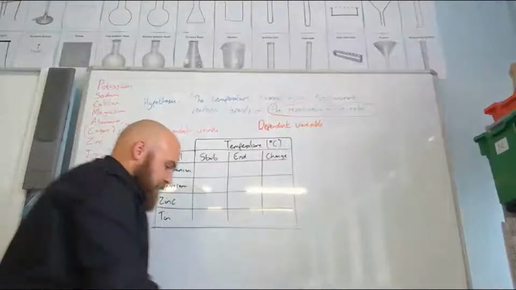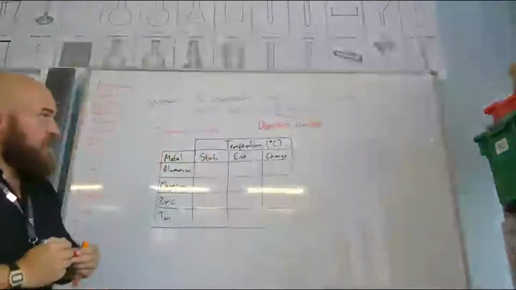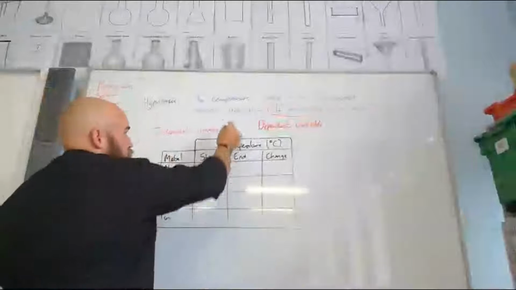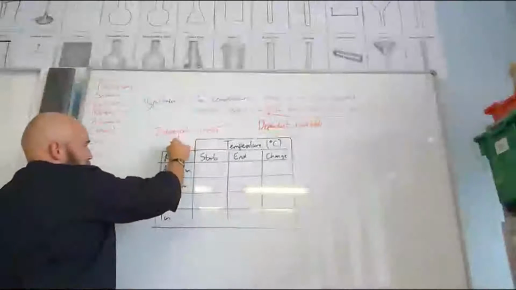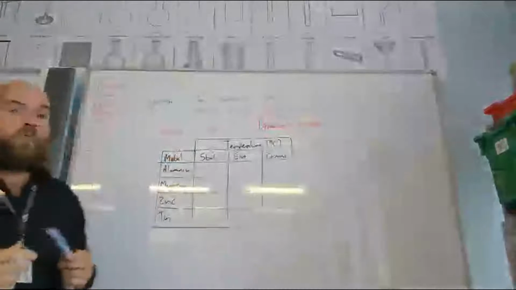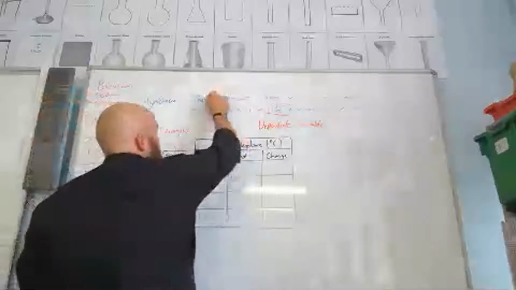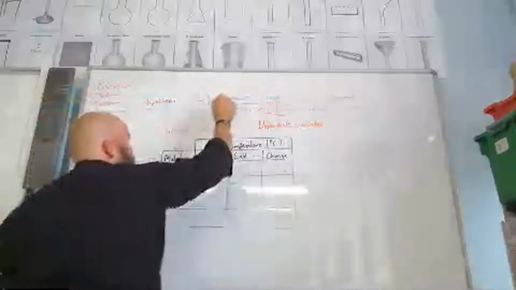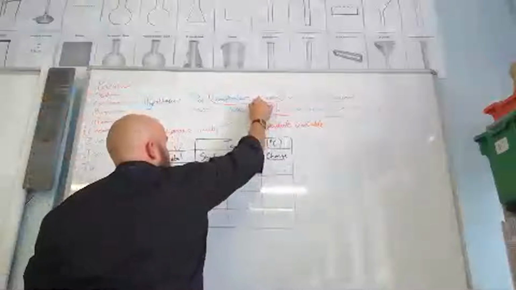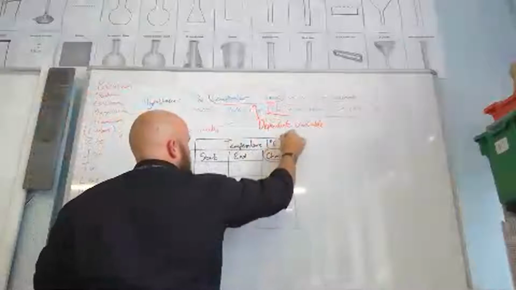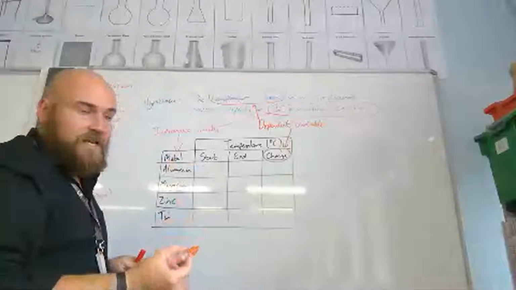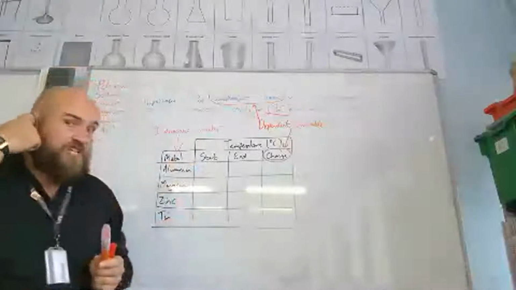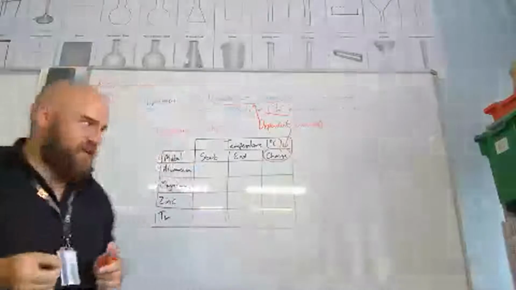The dependent variable is the thing we're going to be measuring. We're going to be changing the reactivity of the metal each time, and you can see that in my results table. I've got the metals just there. So what are we going to actually be recording? Well, we're going to be measuring the temperature change in a displacement reaction. So that is our dependent variable. We're changing the type of metal, therefore the reactivity, and measuring the temperature change in a displacement reaction.